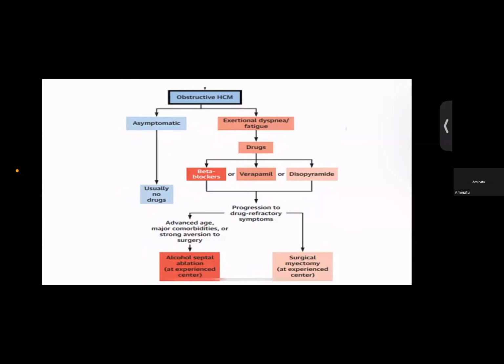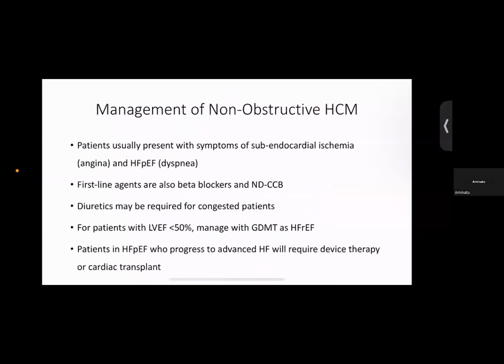For the management of non-obstructive HCM, patients usually present with symptoms of subendocardial ischemia. So they present with angina and HFpEF. As we know, HCM gives us a picture of diastolic dysfunction, diastolic heart failure. So they present with dyspnea and are diagnosed with HFpEF. First-line agents are also beta blockers and non-dihydropyridine calcium channel blockers. For patients that are congested, we can use diuretics to decongest them.